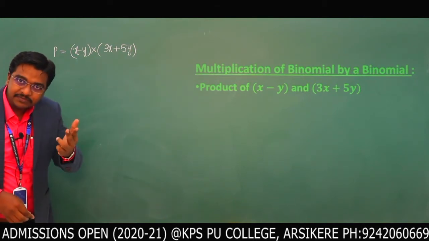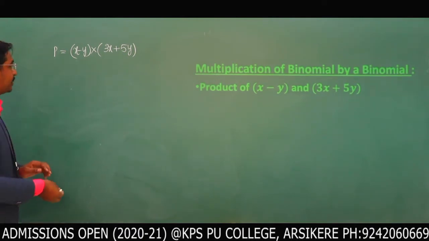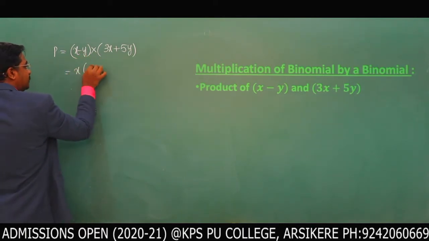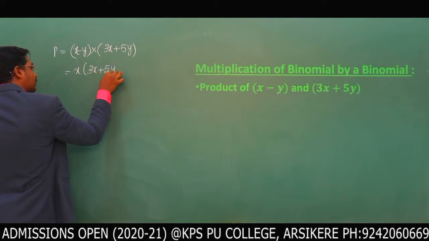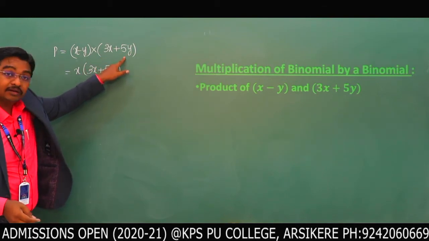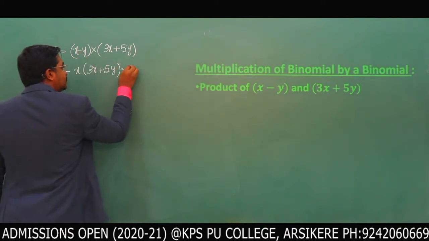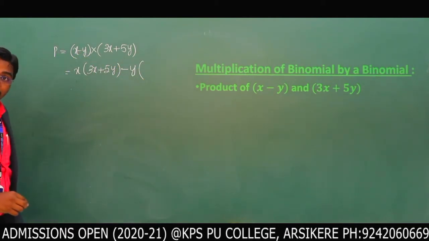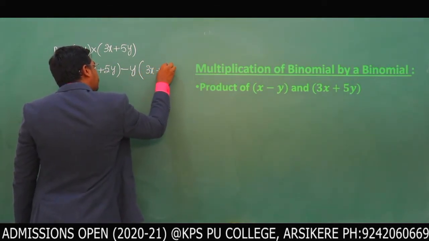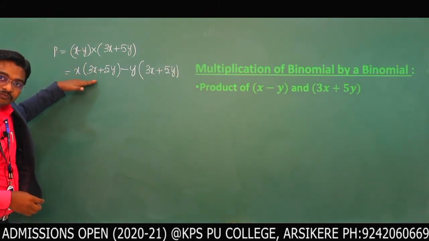When I get a plus b into c plus d, follow the same method using the distributive property. First take the terms here. It is a binomial. So first x into the product of this term, that is 3x plus 5y. I repeat, first x into the entire second algebraic expression. Then the second term has a negative sign, so minus y into again the entire second algebraic expression, that is 3x plus 5y. Look here, from a binomial we have reduced it to a monomial, understood?